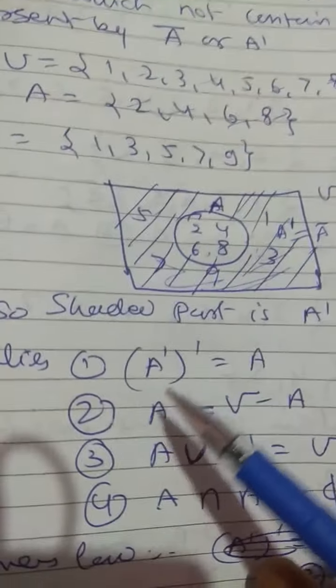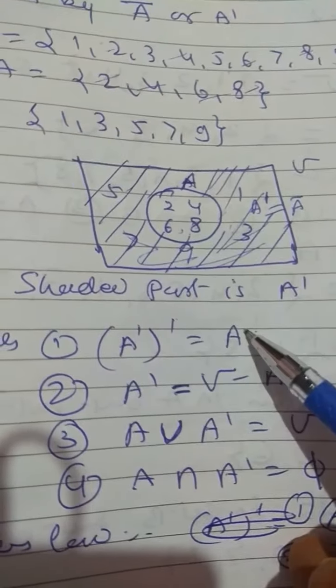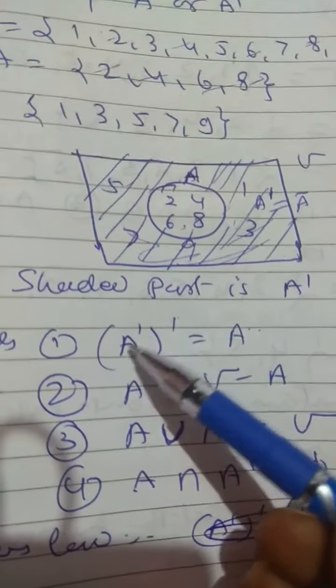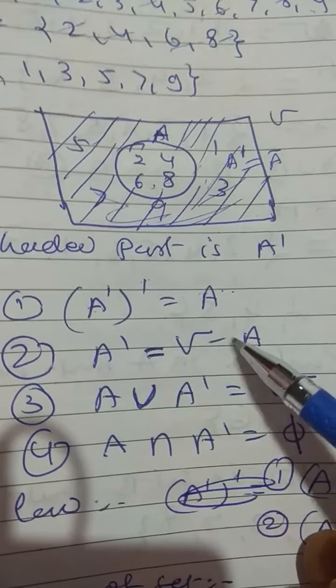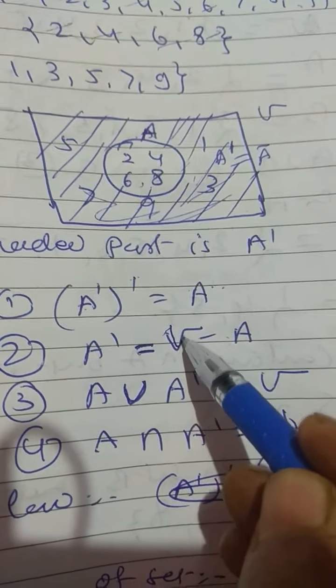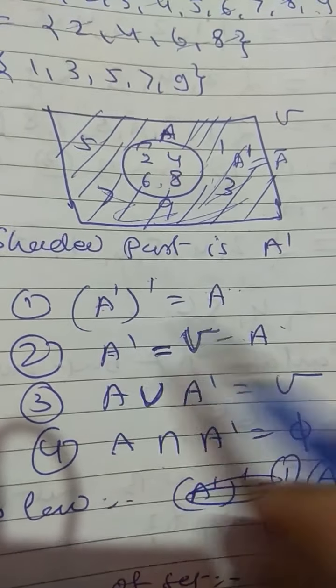Now the properties of it. A dash whole dash is capital A. A dash whole dash is capital A. It means the complement of the complement set is A. A dash equals to U minus A. It means the universal set, subtract those elements in set A, whatever the remaining part is A dash.